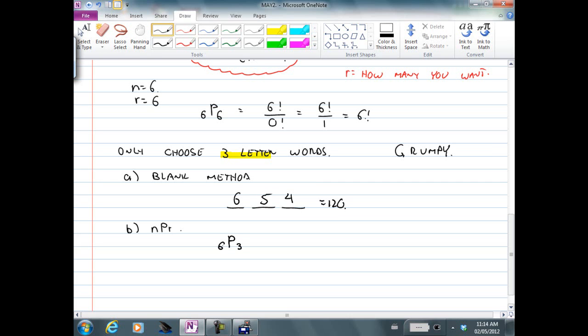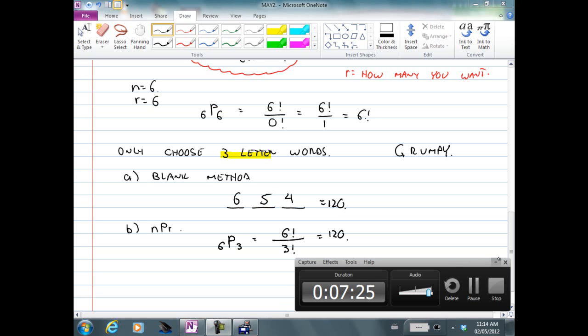3. It is 6P3. The reason is R is how many you want. Well, in this case, I'm only going to choose 3 letters. So which is 6 factorial, and this is why I've taught you how to work with factorials yesterday, over 3 factorial. And you can reduce this into exact same thing. You have 120.